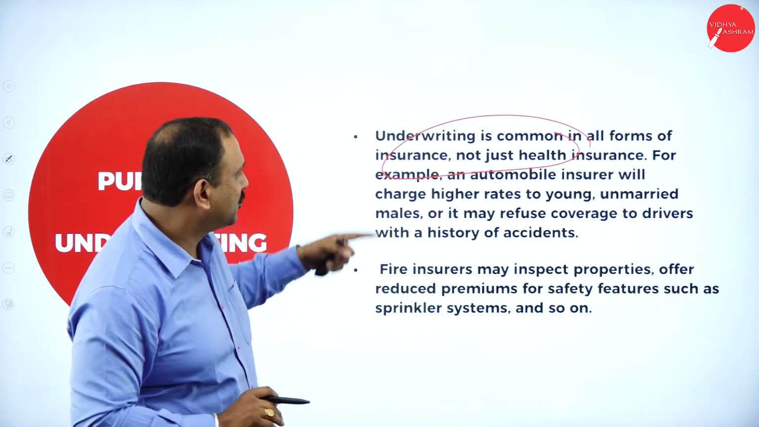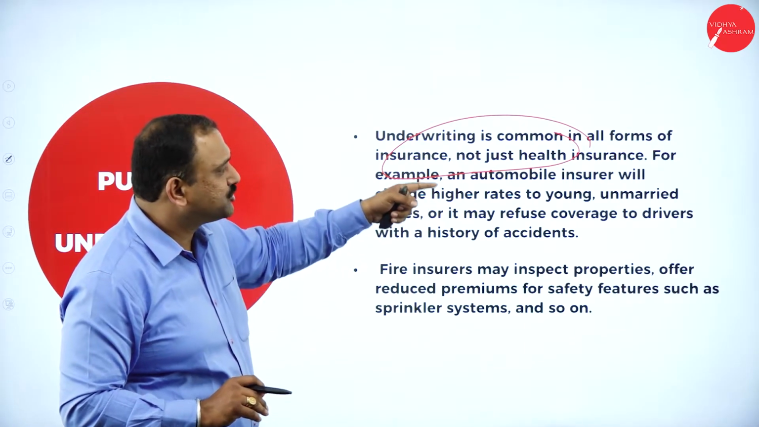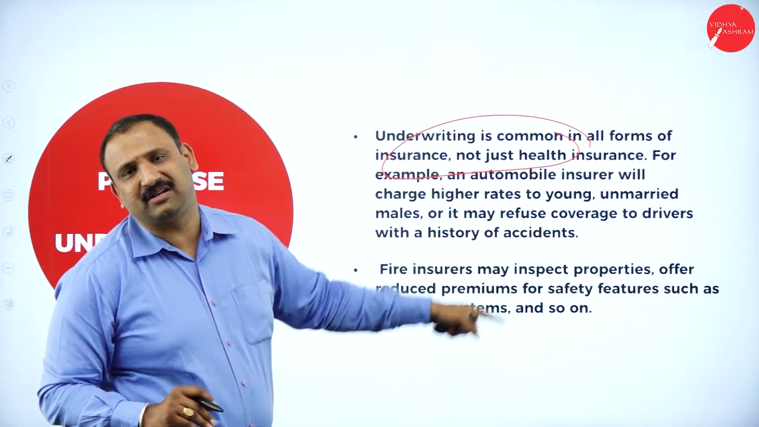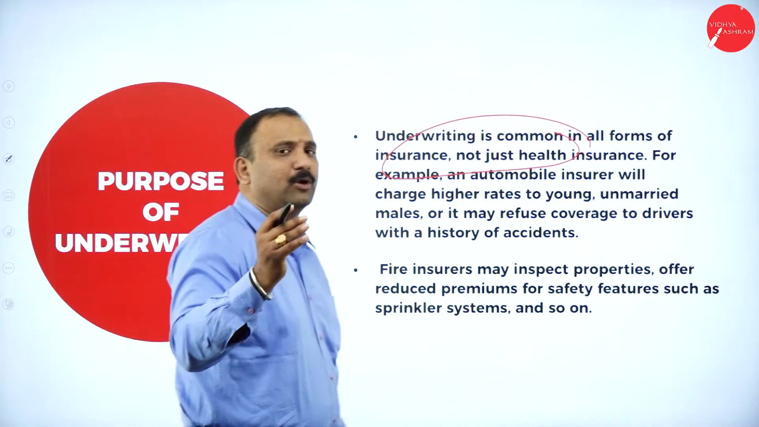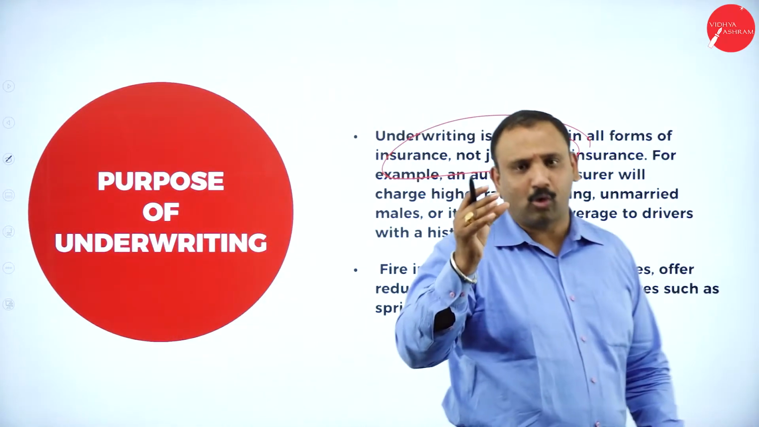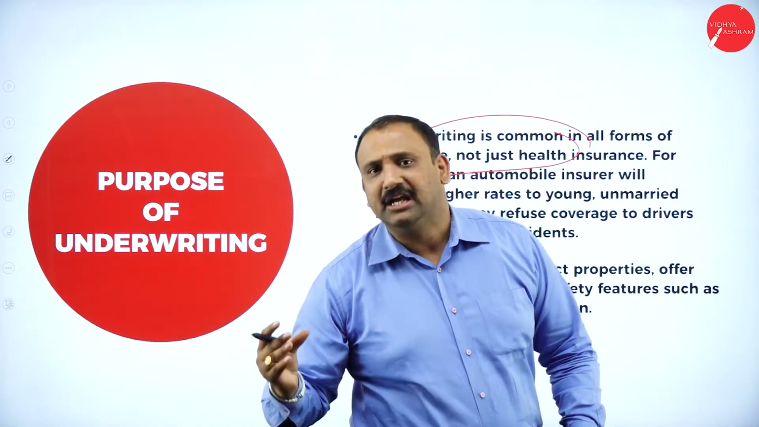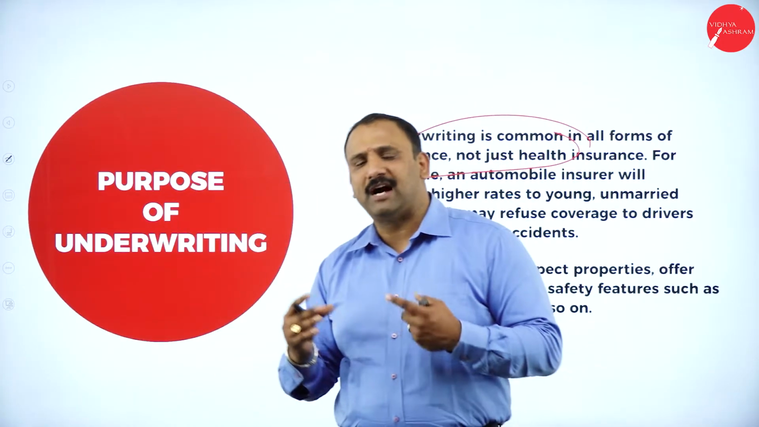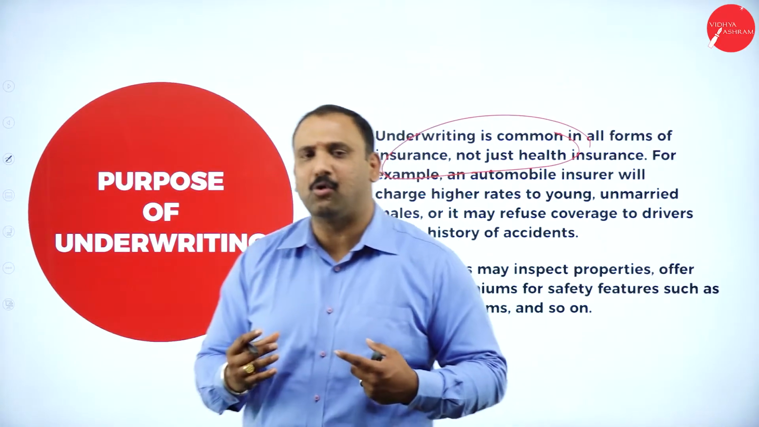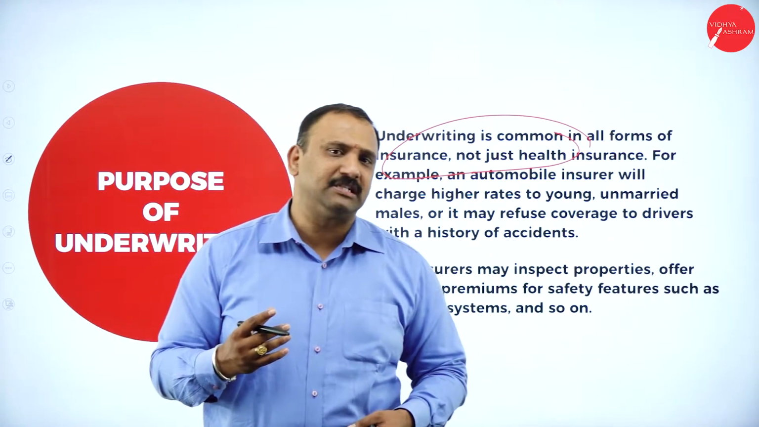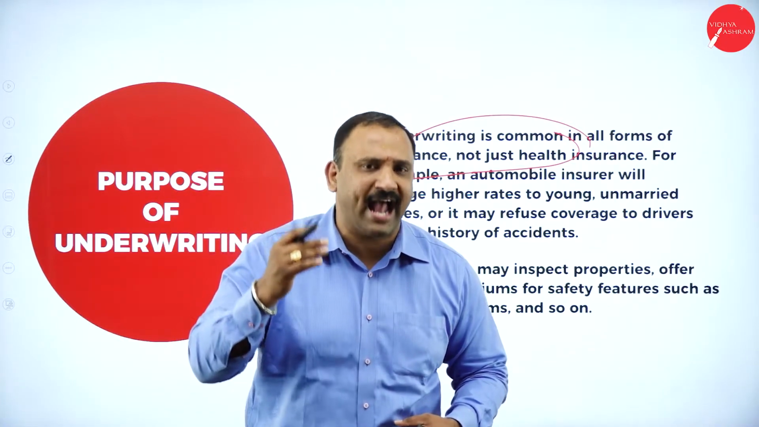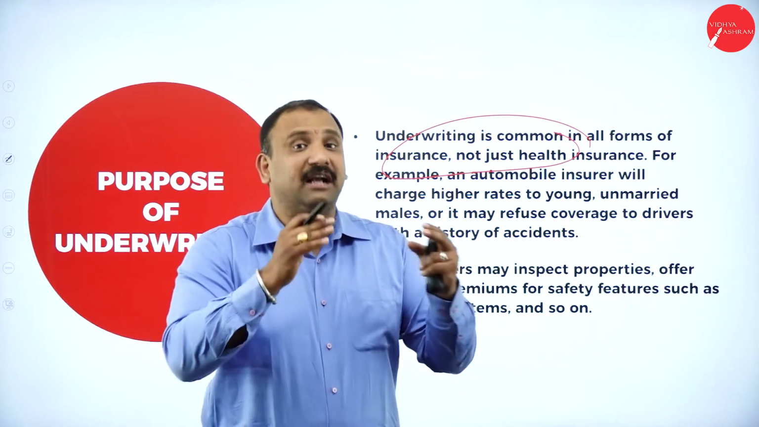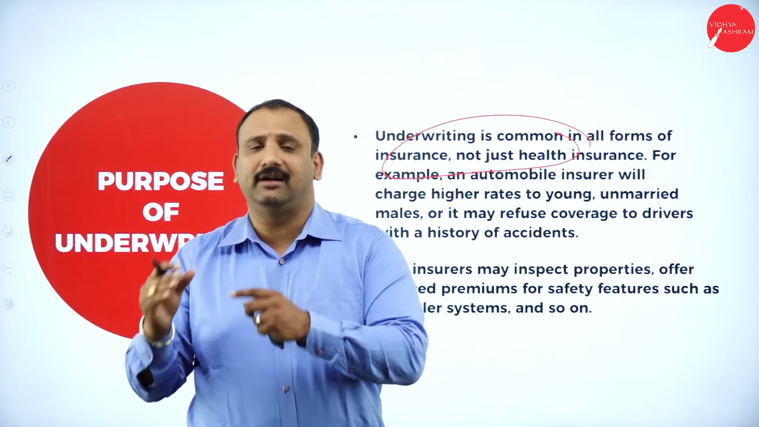Now, for example, an automobile insurer will charge higher rates to young unmarried males, or it may refuse coverage to drivers with a history of accidents. Quite obvious. Why? Because young people are prone to drive more rashly compared to older adults. Their mindset is faster, their mindset wants to take the risk, they want to drive faster. So the chances of getting into an accident are much higher in young unmarried adults compared to older adults who are married.